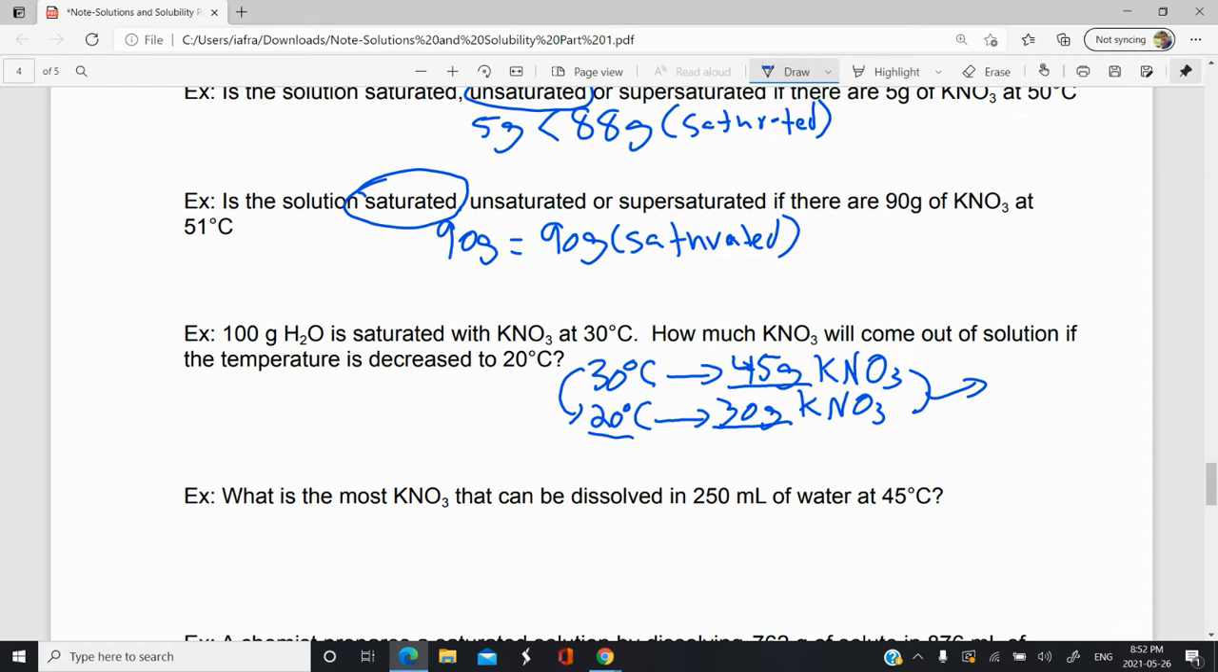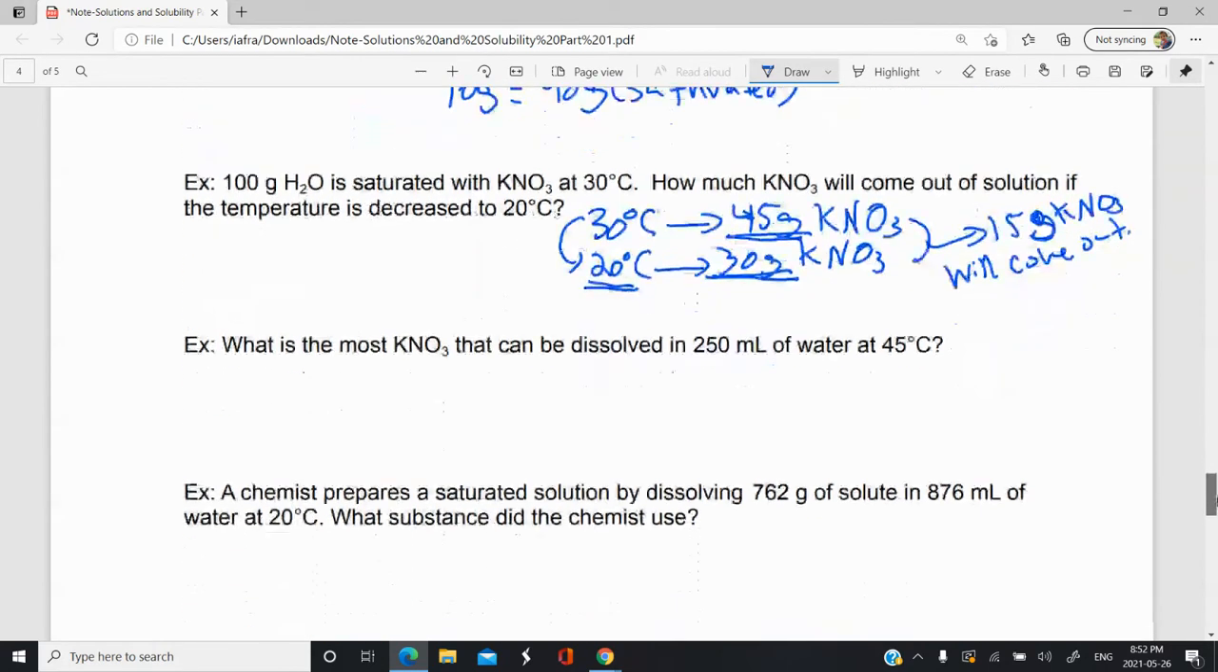So how much will come out? Well, if we had 45 in there at 30 degrees and we're at the 20 degree mark here, where we can only hold 30, theoretically about 15 grams of KNO3 will come out. It's the difference between the 45 and the 30. You can't hold as much anymore because you decrease the temperature, you decrease the solubility.